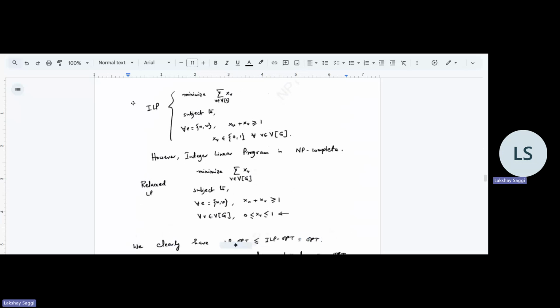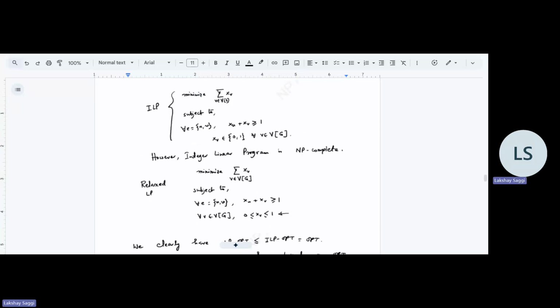So essentially you had this ILP, so you do not change any of the constraints of the ILP. You just ensure that instead of saying that XV was just 0 or 1, you say now XV can lie between 0 and 1 as well. And this is what you call a relaxed LP, because now this is a linear program. And now this can be solved in polynomial time.